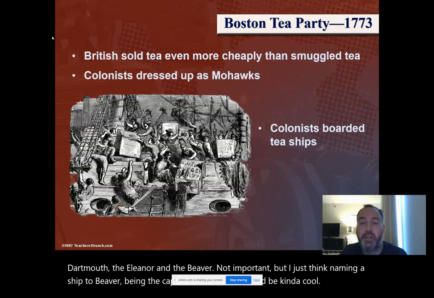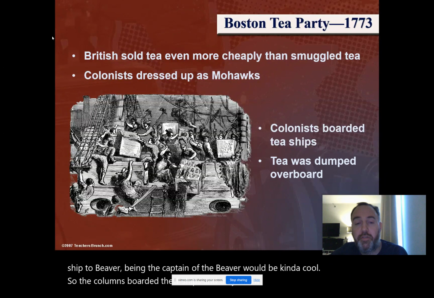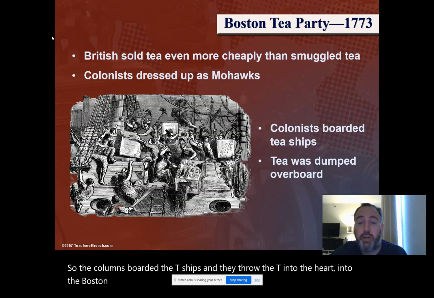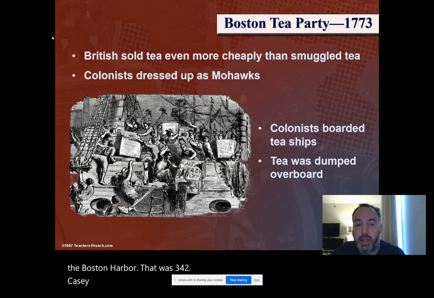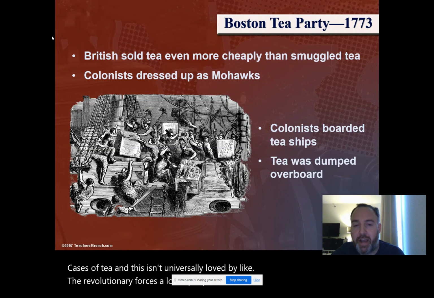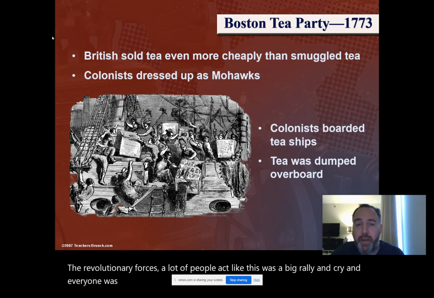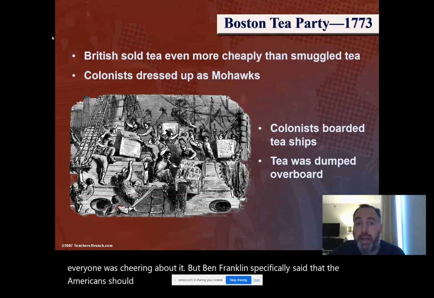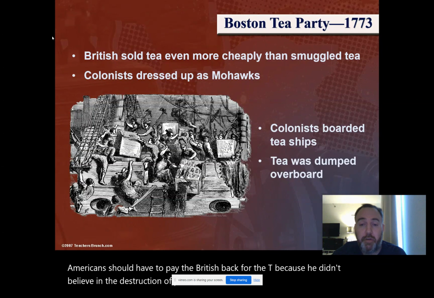So the colonists board the tea ships and they throw the tea into the Boston Harbor. It was 342 cases of tea, and this isn't universally loved by the revolutionary forces. A lot of people act like this was a big rallying cry and everyone was cheering about it, but Ben Franklin specifically said that the Americans should have to pay the British back for the tea because he didn't believe in the destruction of private property.